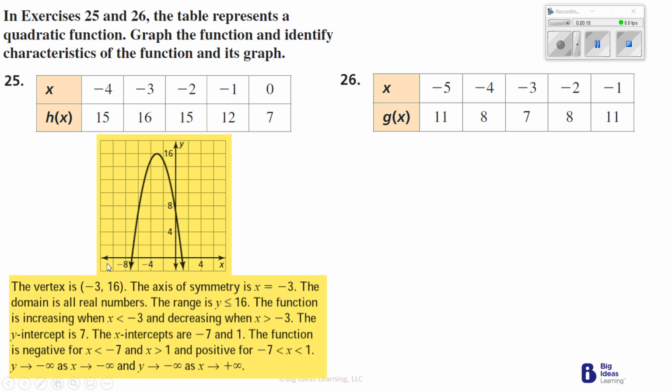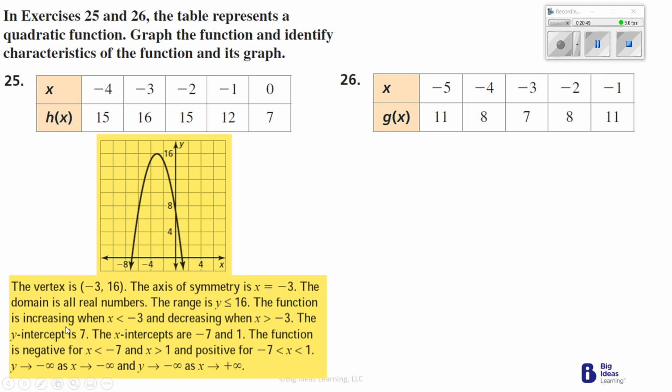I can also say that when x is going to -infinity, y is going to -infinity. When x is going to +infinity, y is still going to -infinity. And here we go. The vertex is -3 and 16, just like I said. Axis of symmetry is -3. The domain of all real numbers, right? So the domain's going to go on forever. The range is going to be less than or equal to 16, right?